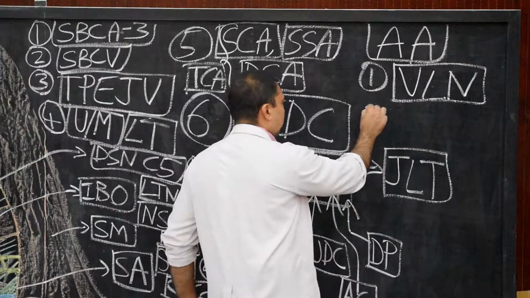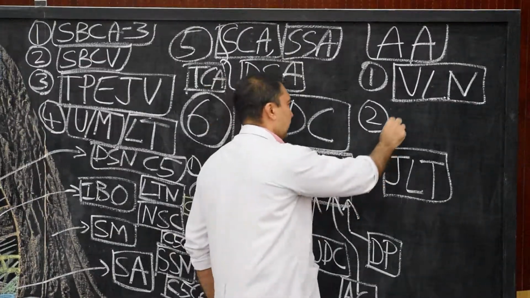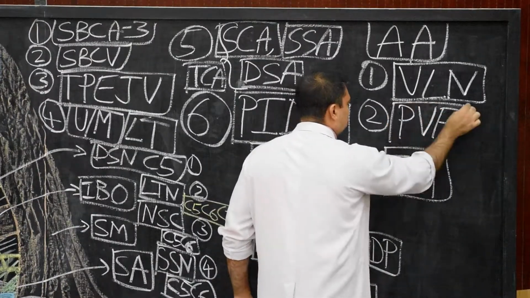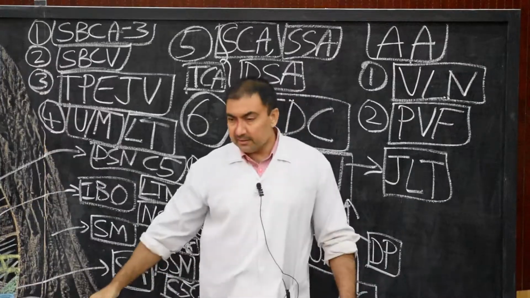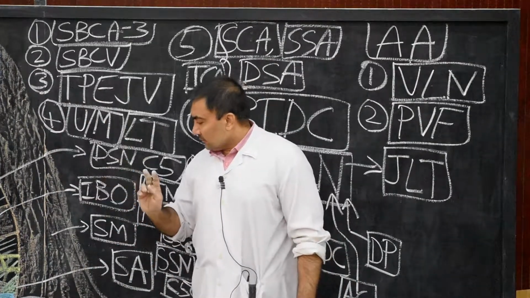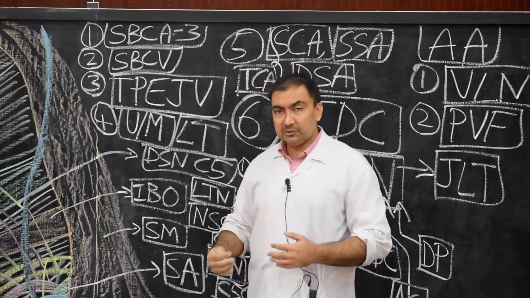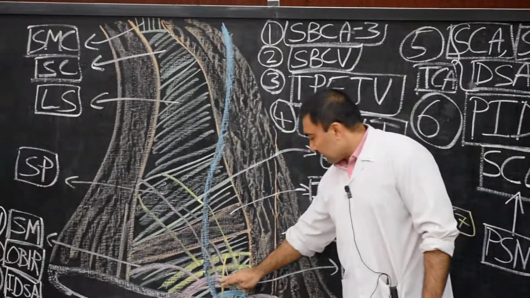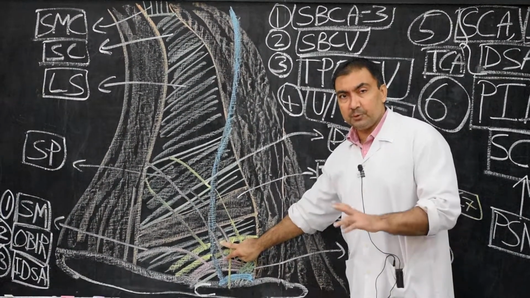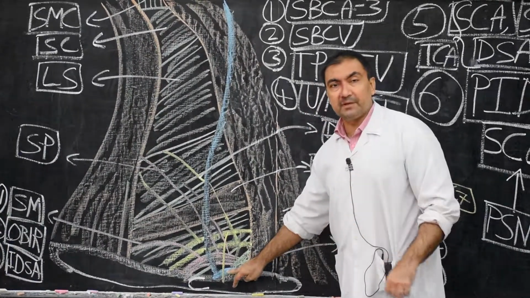Now the second point in applied anatomy will be very interesting. This is about the prevertebral fascia. We know that it is the fascia which covers the entire contents of the posterior triangle. Now 2 structures lie deep to the prevertebral fascia: the subclavian artery and the brachial plexus. What about the subclavian vein? It lies superficial to the prevertebral fascia.